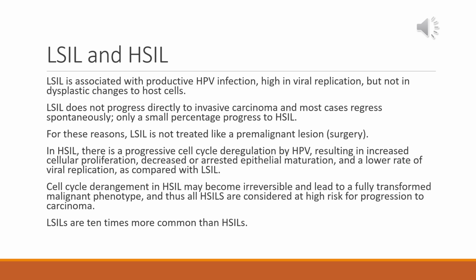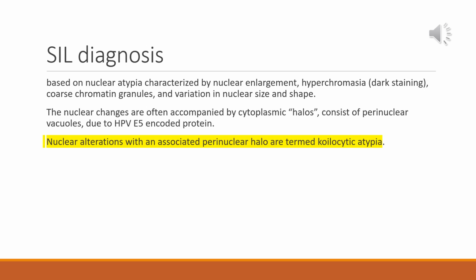For the same reason, there is a chance that L-SIL would regress that H-SIL doesn't have, and therefore you don't have to surgically remove L-SIL from the cervix. How do we diagnose SIL? Using a pap smear, right? What do we look for? We look for koilocytosis and its markers, because it's almost always associated with HPV in the cervix.